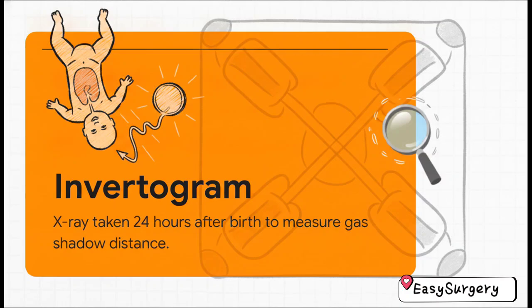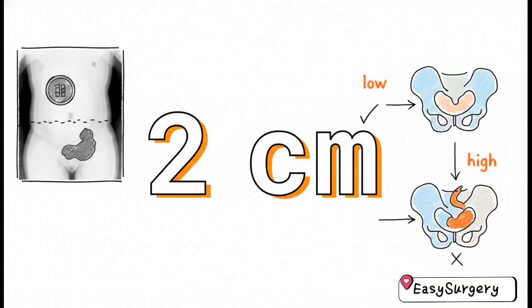You place a physical metallic coin on the skin at the proposed site of the anus, hold the baby inverted, and take an X-ray. The gas bubble floats up to the blind end of the rectum, and it provides a brilliant visual contrast against that coin on the outside. And the magic number you're looking for? 2 centimeters. You measure the gap between the metallic coin and the gas shadow. If the distance is less than 2 centimeters, it indicates a low malformation. If it's over 2 centimeters, it dictates that you are dealing with a high malformation. That single number dictates the entire surgical future of the child.